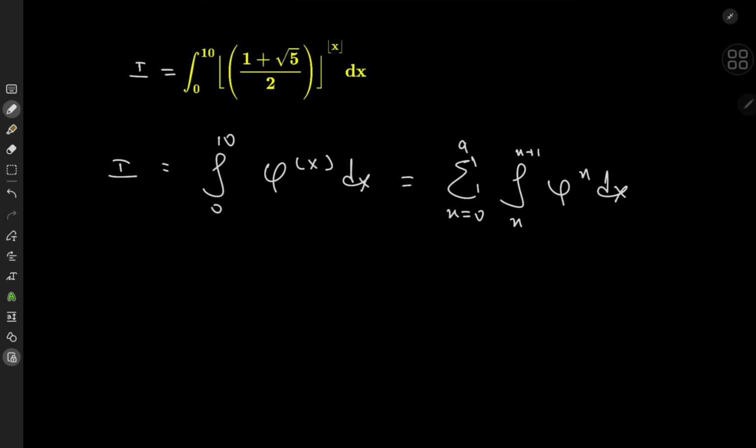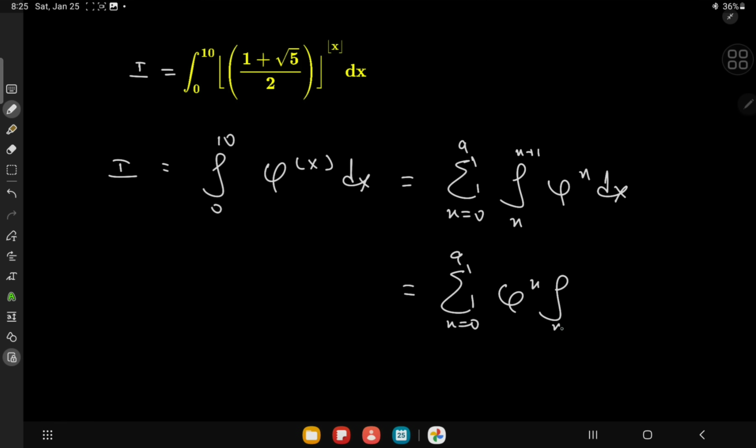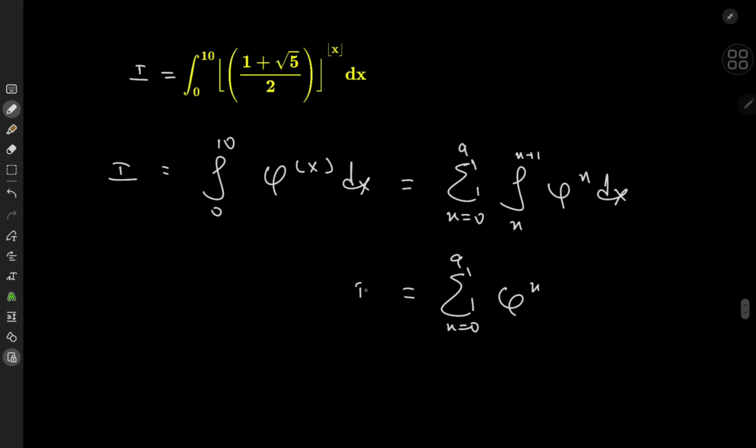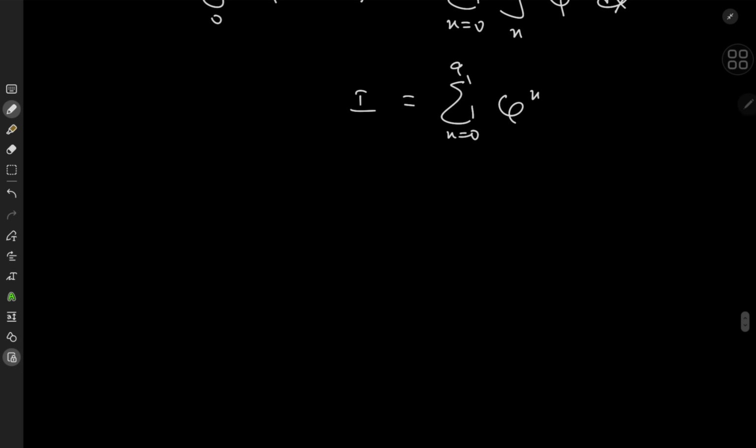Now phi to the n is just going to be a constant for each integration. So we have the sum over n from 0 to 9 of phi to the n integral n to n plus 1 dx, which is just an interval of length 1, gives us a 1. Okay, cool. So now we just have to sum up powers of phi.